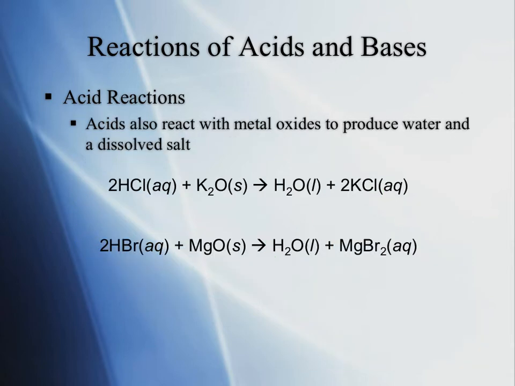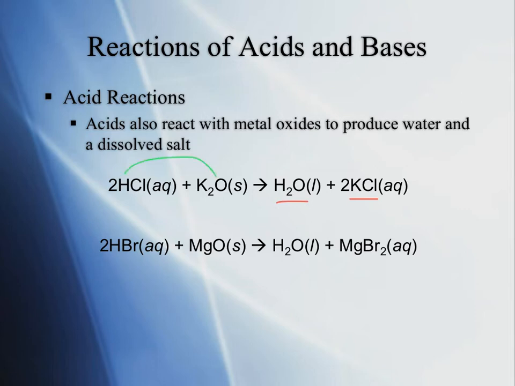All right, so acids can also react with metal oxides. We've seen these before in Unit 2 as well. With metal oxides, we're going to get water and a dissolved salt again. Basically, if you look at this as a double replacement reaction, those words should be familiar to you.